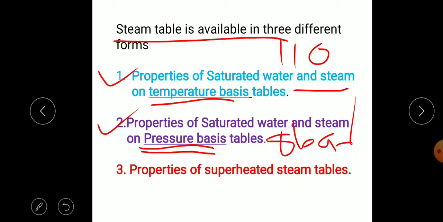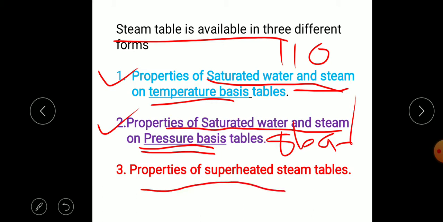The first two are for saturated water and steam. But sometimes the steam may be superheated, meaning we heat the steam above the saturation temperature, and the steam becomes superheated. So superheated steam tables are given separately. So three forms of tables are there. First, properties of the steam on the temperature basis. Second, on the pressure basis. And third, properties of the superheated steam tables. So we will see them one by one.